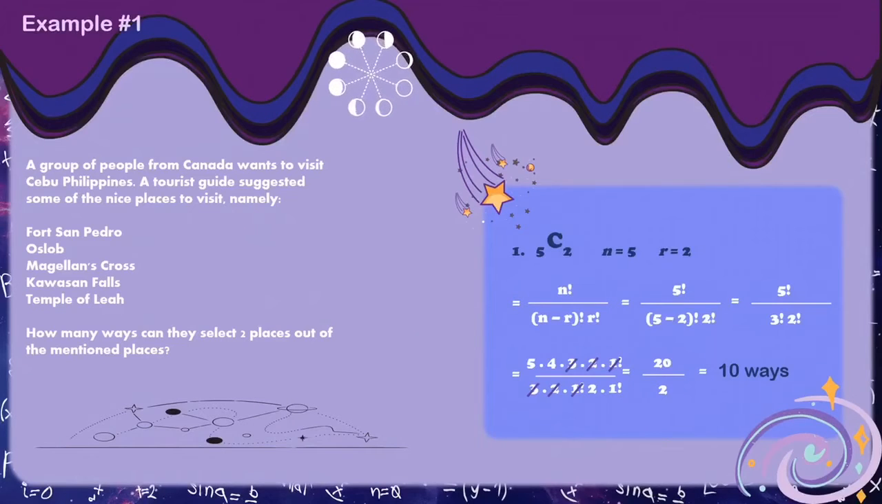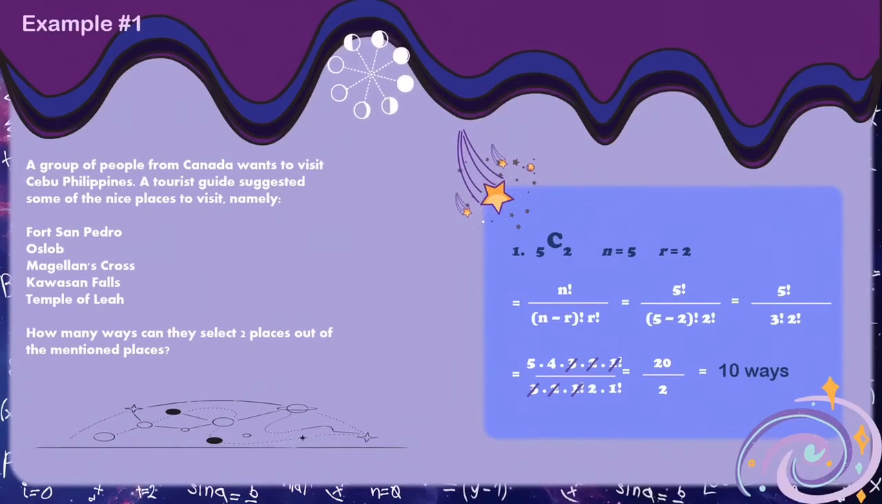If you try to list all the possible combinations, it is time consuming. That's why we have the formula that we can use to find the number of combinations of objects. We can say our n is equal to 5 since we have 5 total places mentioned. And r is equal to 2 since we are selecting 2 places at a time. Now we can substitute the given values into the formula.